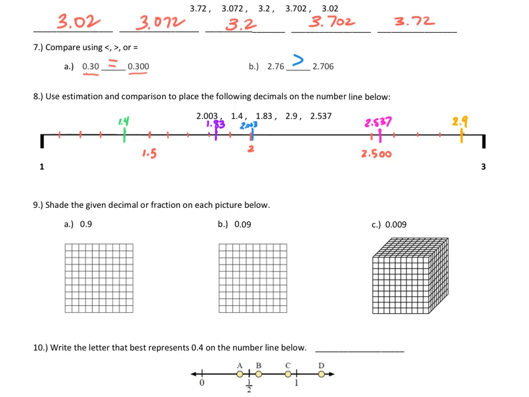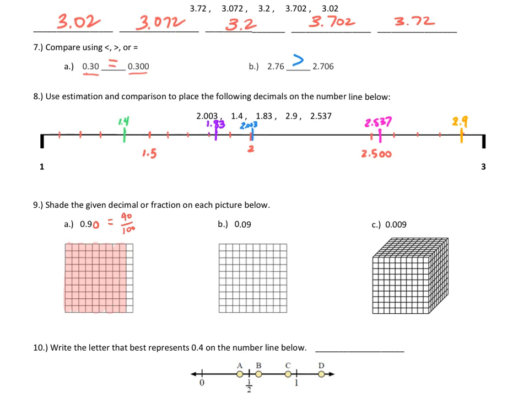Question 9 says shade the given decimal or fraction on each picture below. So part A is 9/10, but I have a 100 square below, so I want it in terms of hundredths. So I'm going to place a 0 in the hundredths place. That gives me 90 hundredths. So that means I need to shade in 90 of these little squares, or 9 columns, 9 groups of 10. So I'm just going to quickly shade in 90 squares, 9 groups of 10 to represent 90 hundredths.